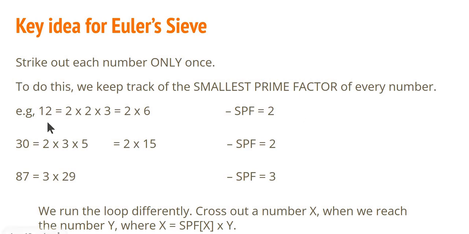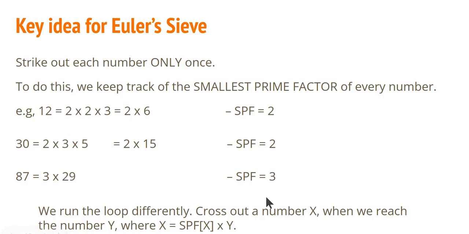If I have, for example, 12, 12 is 2 times 2 times 3, which is 2 times 6. The smallest prime factor, hence, is 2. In case of 30, also it's 2. In case of 87, the smallest prime factor is 3. In simple words, it is the smallest prime number that divides this number. Now we go and look at every number.